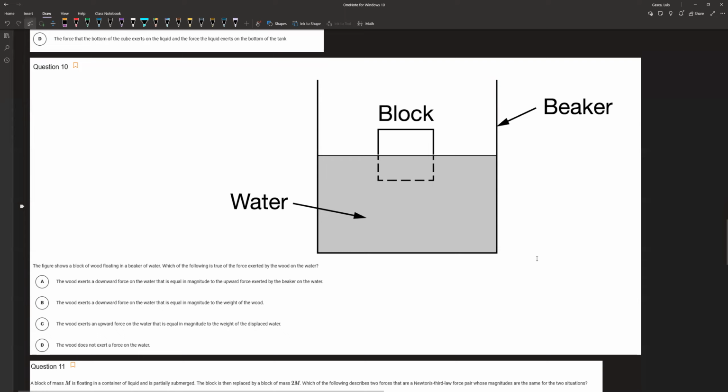All right. The figure shows a block of wood floating in a beaker of water. Which of the following is true of the force exerted by the wood on the water?